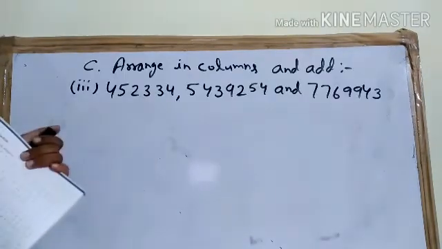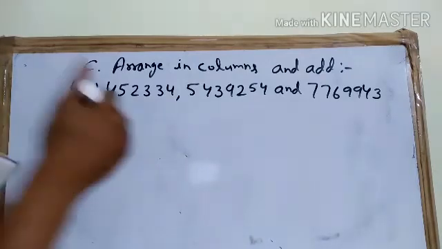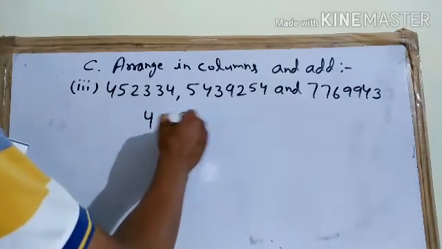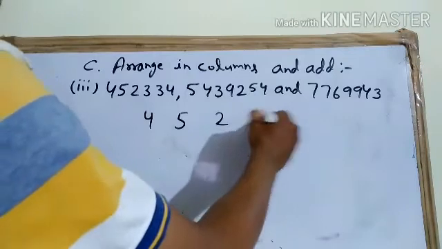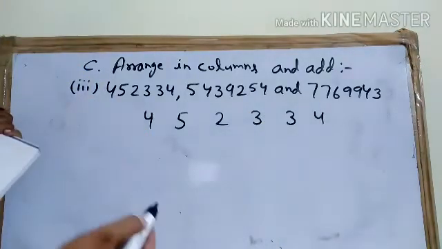So let's take problem number C, and we are taking its part third. We start with the column. For making column there must be proper gap. 4 5 2 3 3 4. Now we have to start from extreme right.